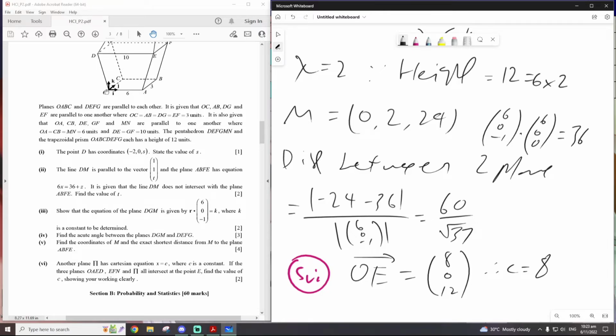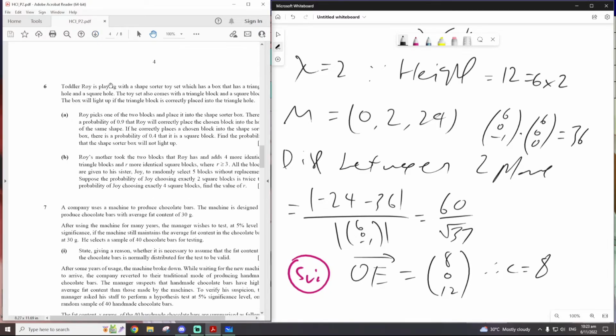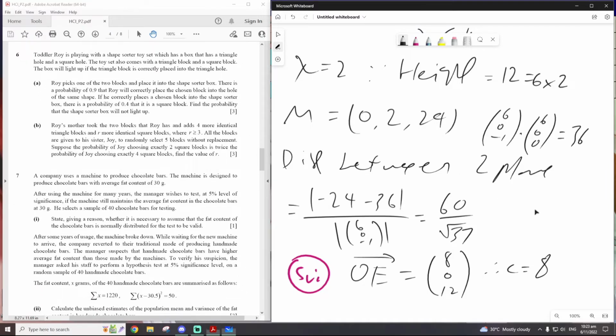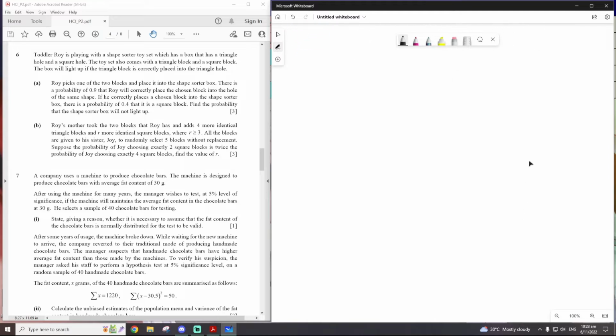Now we go on to the stats. Toddler Roy, the shape sorter. One of the big things about H2 stats versus H1 is that H2 problem statements tend to be a bit tougher to comprehend because they make it a bit more difficult. And H2 has discrete random variables and circular permutations, which H1 doesn't have. I think those are the main differences.